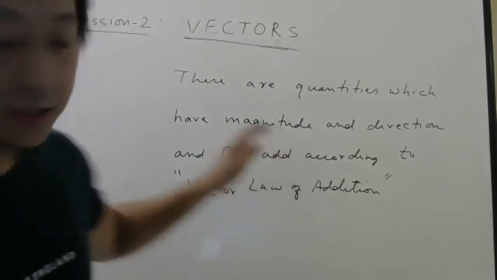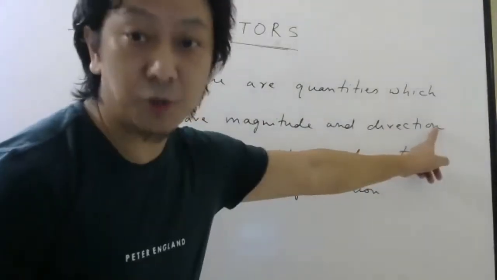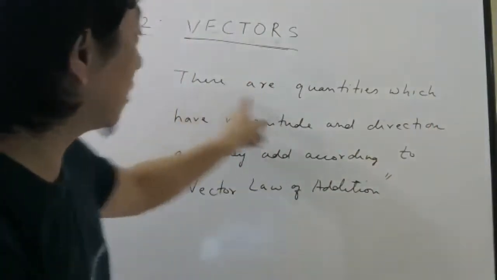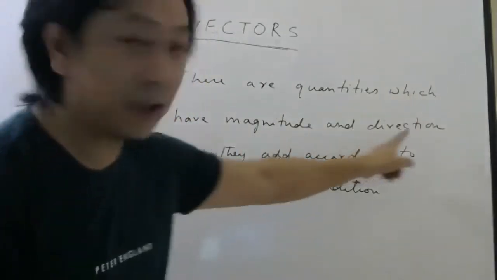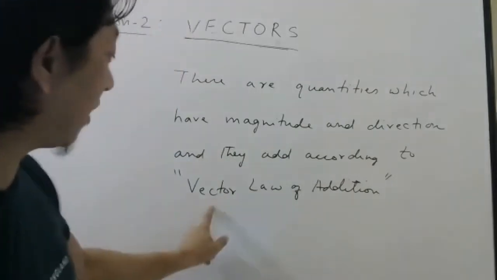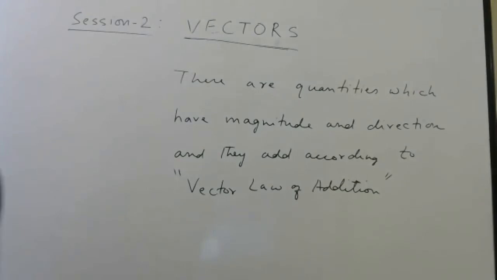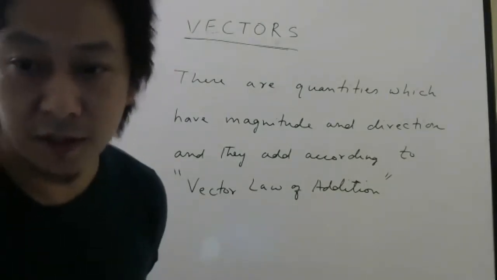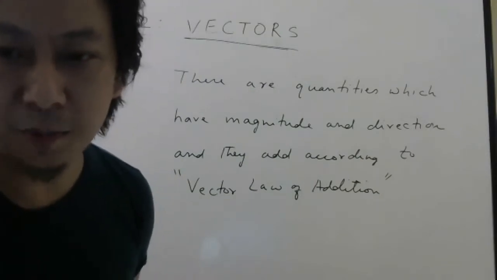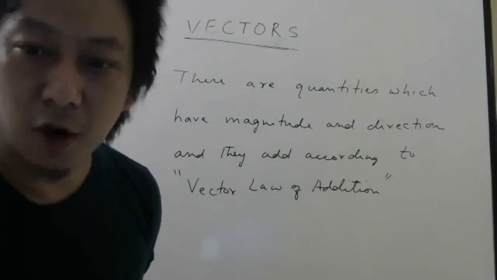So what are vectors? These are quantities which have magnitude and direction. Don't stop there. Many students stop there only. I don't want that. My students should be perfect. These are quantities which have magnitude and direction, and they add according to a certain law which is called vector law of addition. Yes, everything you should include in the book. Whatever is there in the book, you should include, in the order which I am doing.